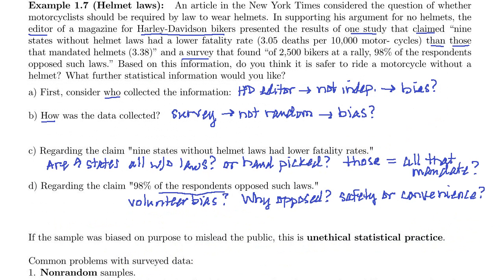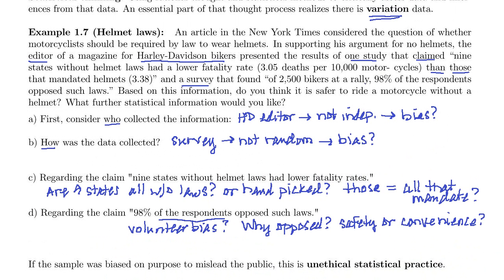And if your sample was biased on purpose in order to mislead the public, that's going to be unethical statistical practice. You don't want to purposely pick biased samples to get the conclusions that you want. That is misleading. A big part of statistics out there is that there's a lot of misleading statistics, and people don't question statistics as much as they should. You hear something, especially from a good source, and you think, oh, it sounds so authoritative. But you need to have a healthy skepticism when it comes to statistics.